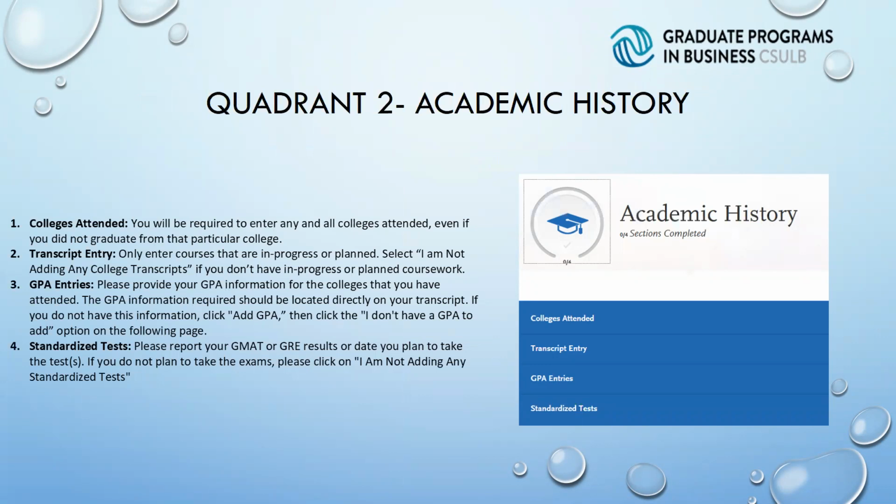Under the second quadrant, you will focus on your academic history. It's going to be broken down into 4 sections, which is your colleges attended, transcript entry, GPA entries, and standardized tests. Under colleges attended, you'll be required to submit all colleges that you have attended, even if you did not graduate from that particular school.